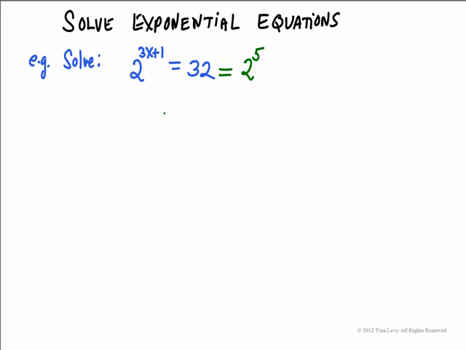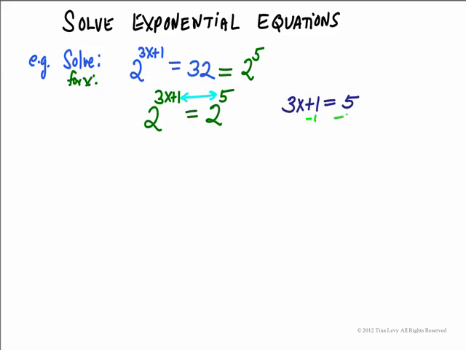So I'm really asking what value of x, because I'm solving for x, will make 2 to the 3x plus 1 power equal to 2 to the 5th. In order for 2 to this power to equal 2 to this power, those two powers must be identical. So all we need to do is solve 3x plus 1 equals 5. Because it's the same base to the same power, they must be identical powers.